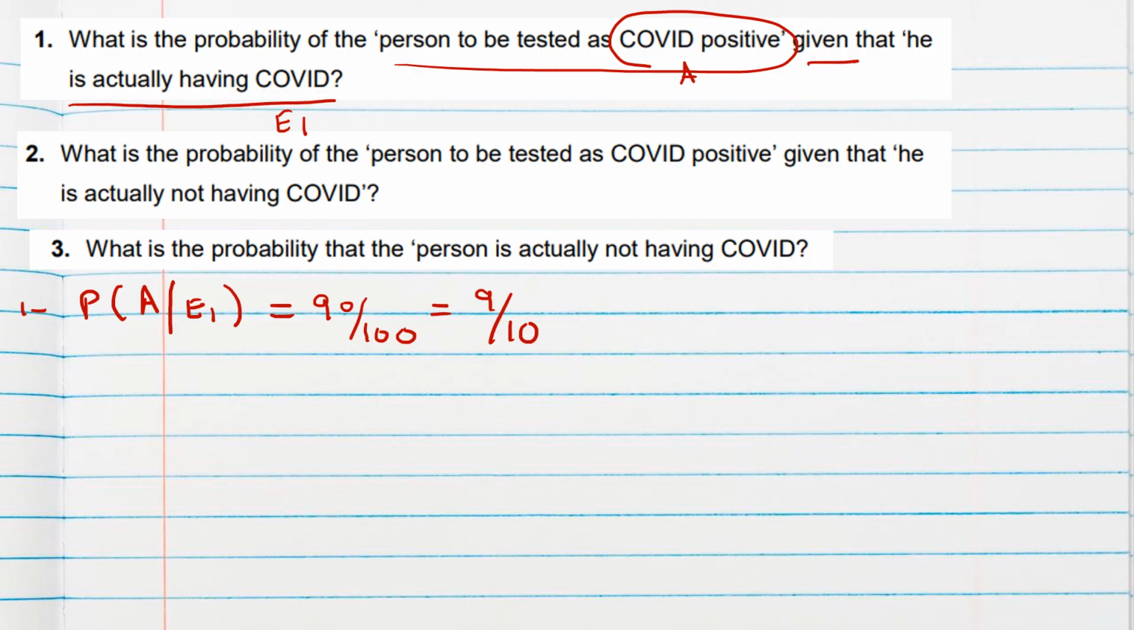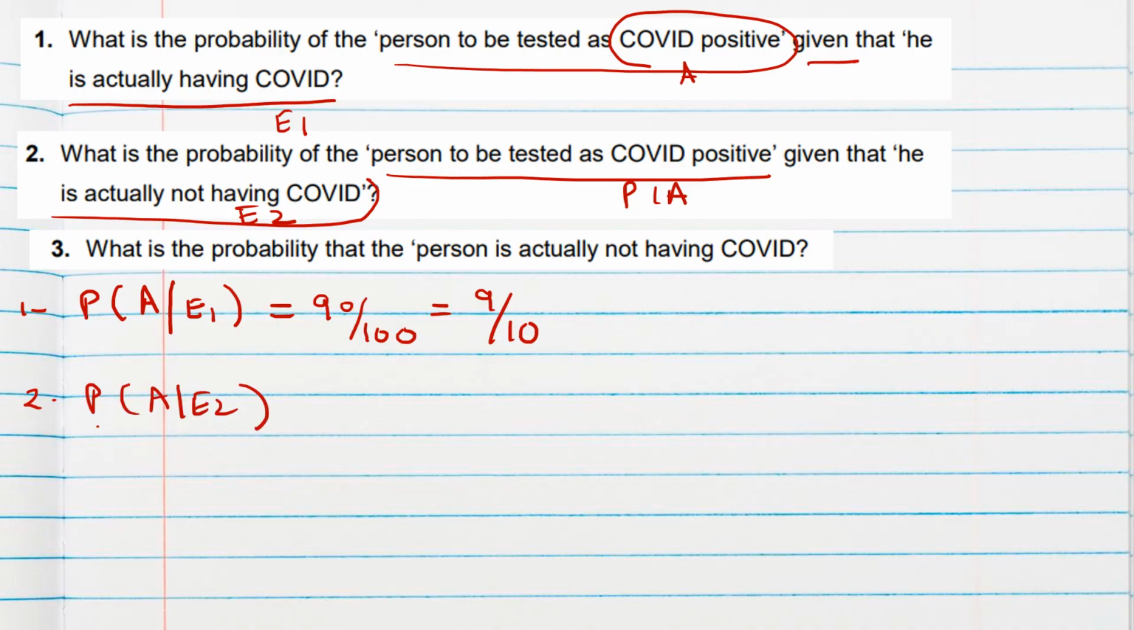Second question: what is the probability of the person to be tested COVID positive given that he is actually not having COVID? Tested positive means A, not having COVID means from the second category, isn't it? So actually they are asking A by E2. Person has COVID positive given that he is from not having COVID. That is also given, 1%. 1 by 100 is the answer.